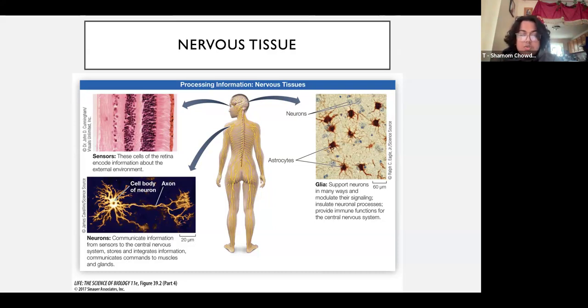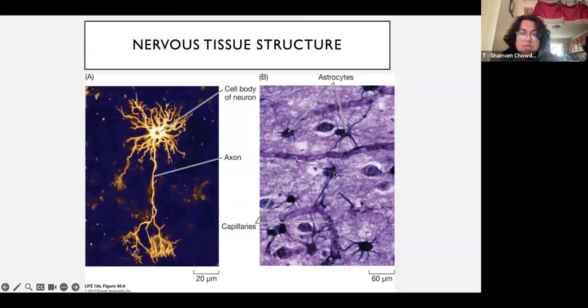You also have neurons, which communicate information from these sensors to the central nervous system, and then they help store and integrate this information. And then you also have glia, which support your neurons, such as providing insulation and immune function for the central nervous system as well. So this is the structure of your nervous tissue. We'll go over this later on in the nervous system chapter as well, so this is just a brief overview.